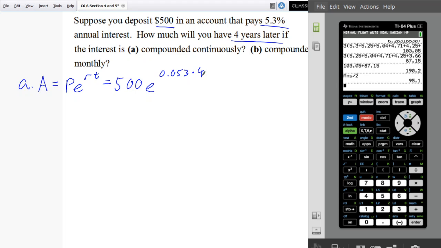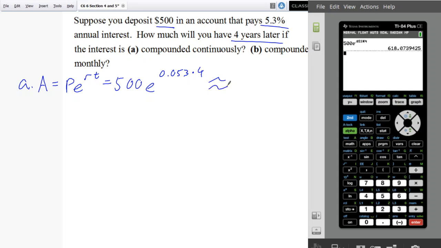Just kidding. So I've just pulled up my calculator, and I'm going to do 500 e to the r times t, and we can see approximately $618.07. So if I compound my interest continuously, I'm going to get $618.07.